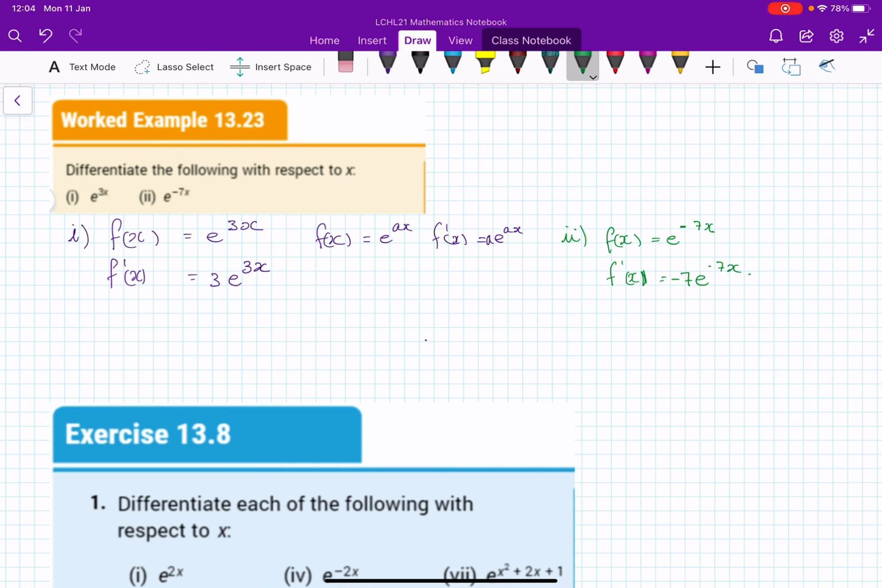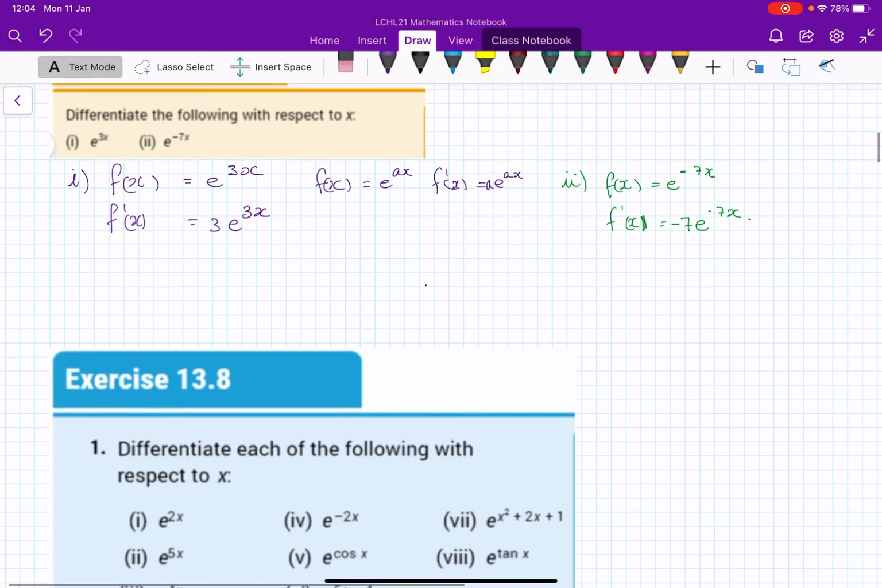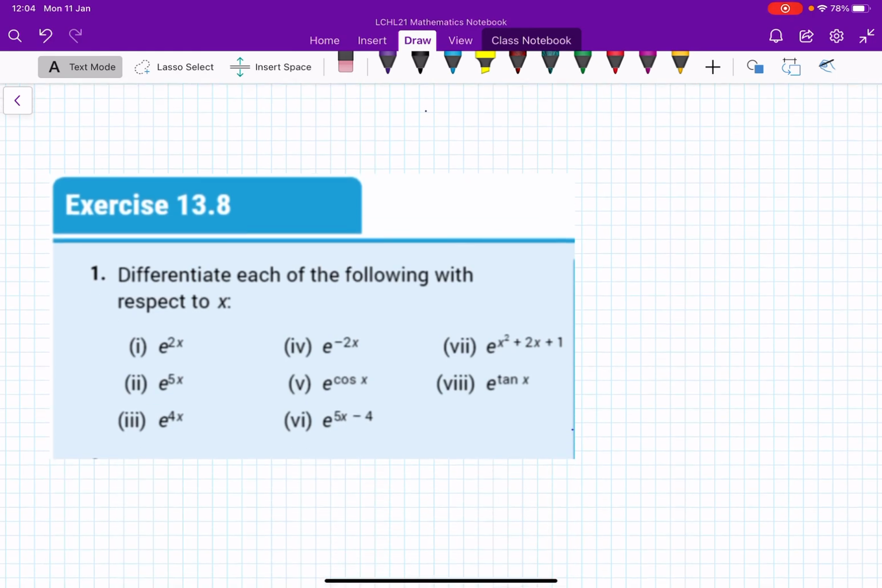Now, having looked at that, simple enough, straightforward enough, can you now do question 1, please?